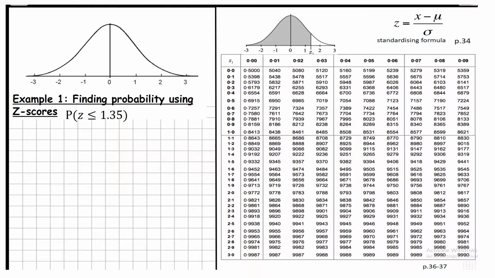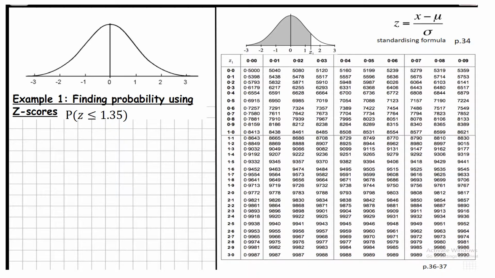So let's take a look at our first problem. I wanted to do an example finding the probability using Z-scores, and I'm going to be doing 3 different ones here because there are really 3 different things that we need to be able to do when it comes to Z-scores. On the right hand side I have a little picture of pages 36 and 37 of your log tables. So if you have your log tables with you, do open that page because it's important that you get used to it and you can use it.